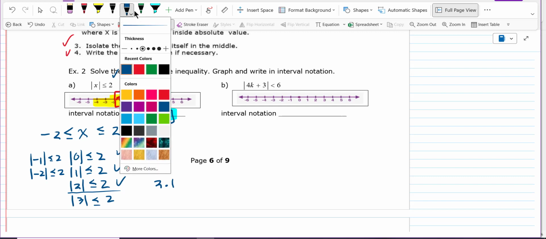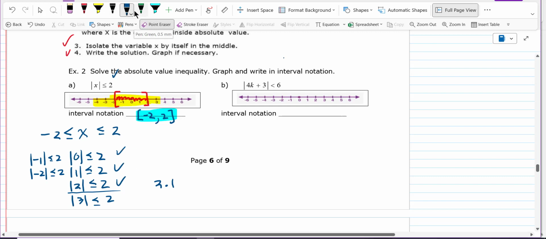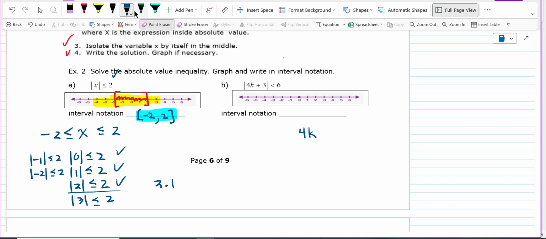Okay, next problem. Make sure that this is isolated. There's nothing in front of the absolute value. There's nothing outside of it. So when that happens, and you just have a number on this side, then what you do is take what's out of the absolute value, and you set it in between the 6 and the -6. That's how you always set up less than problems.